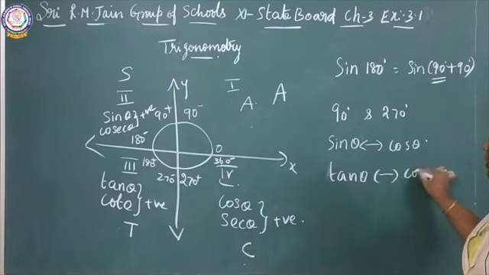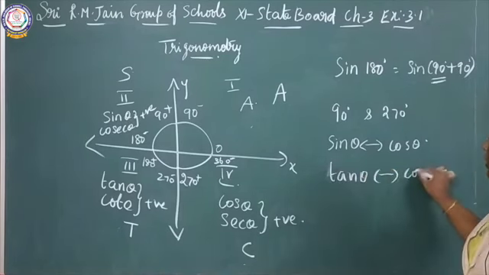Secant 270. For 270 and 90, I told you the values are changed. So cosecant theta. Is it clear for you? Now you move on to the exercise 3.1.